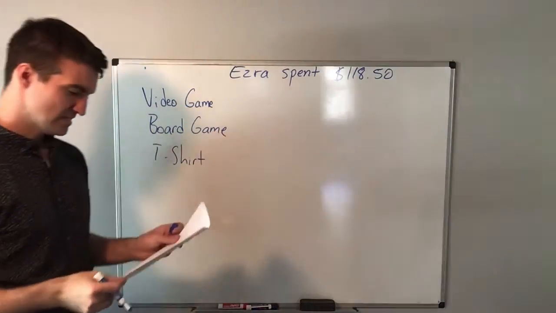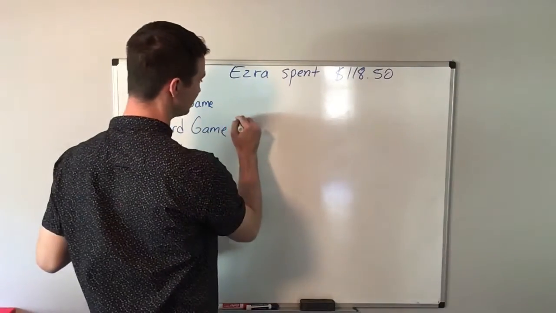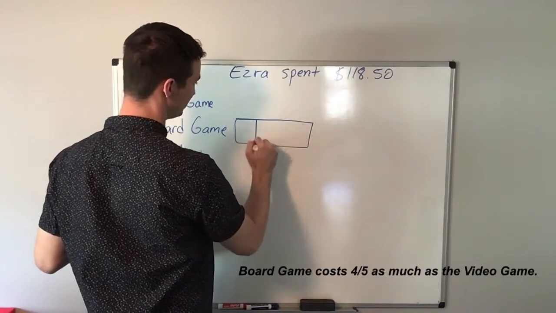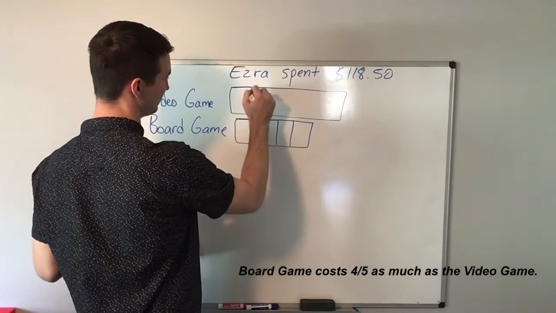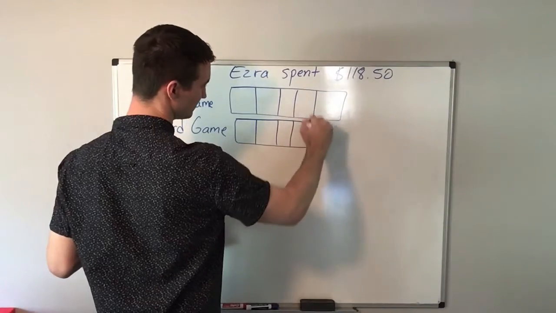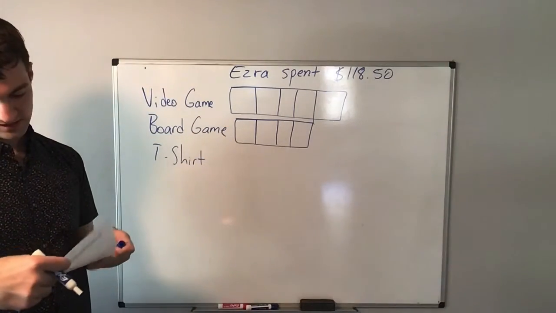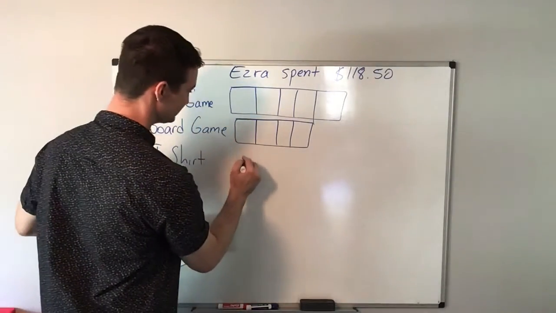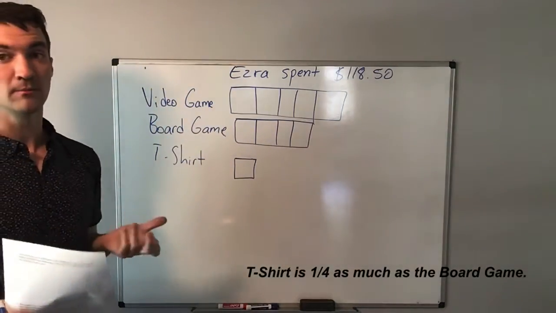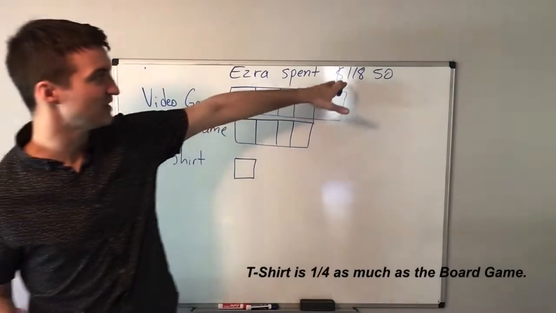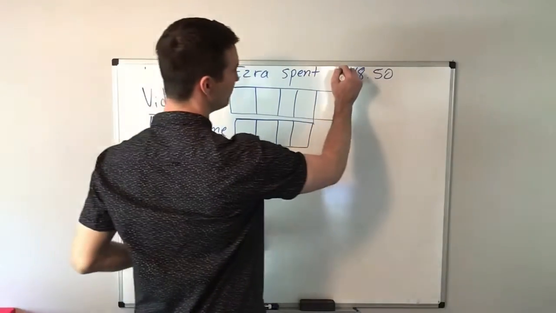So, the board game costs 4/5 as much as the video game. So if it costs 4/5 as much, I'm going to give the board game 4 units. And the video game, since the board game was 4/5 as much as the video game, I'm going to give the video game 5 units. And then the t-shirt was 1/4 as much as the board game. So now I have all these units. Together they equal $118.50. Let me make that a bit more clear.